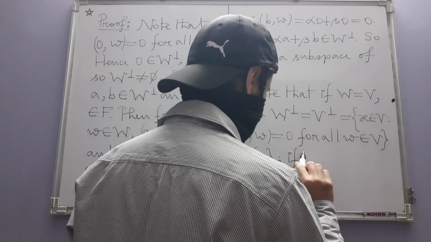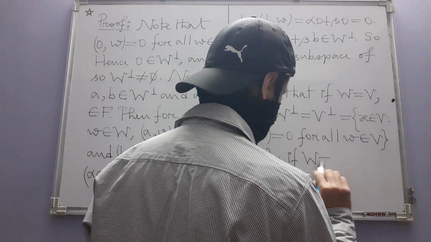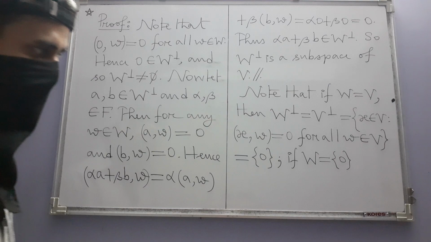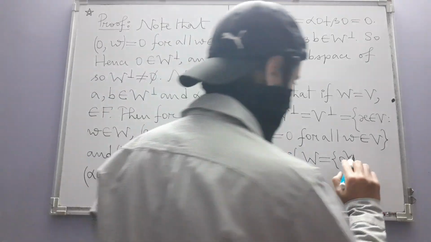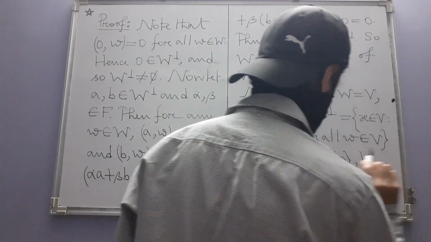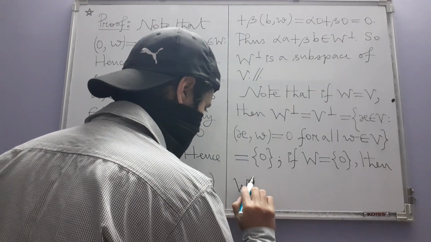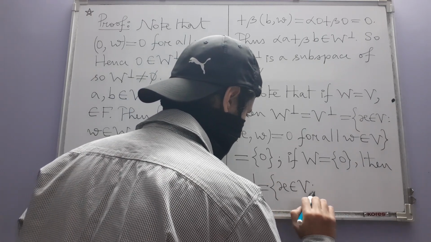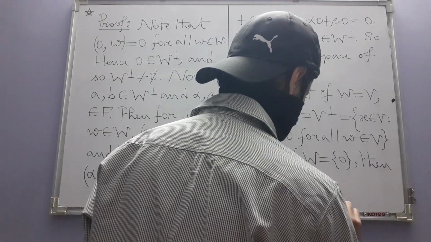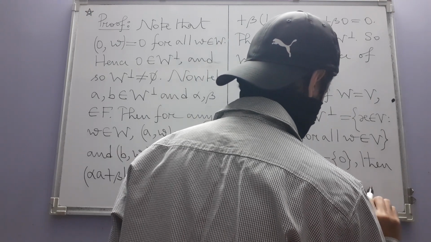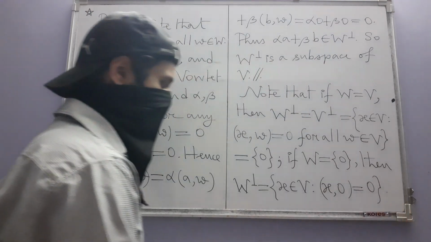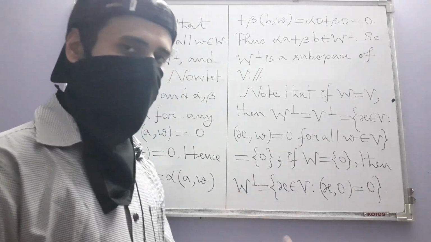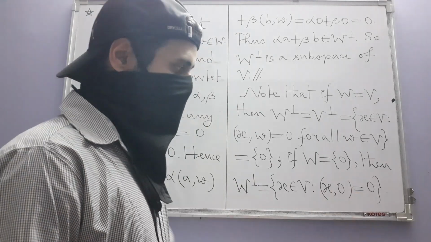Whereas if your W itself is the smallest subspace, then what is W perpendicular in this case? Again, by definition, it's the set of those vectors in V such that this is equal to 0 for all W belonging to W. That condition here is not needed, because now W has only the 0 vector in it, and this should be equal to 0.